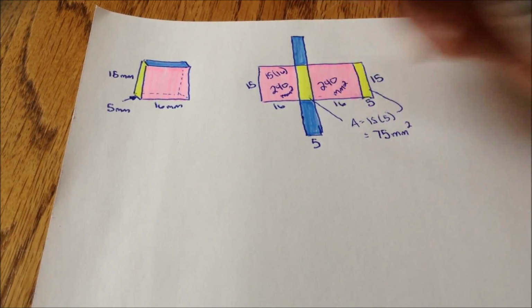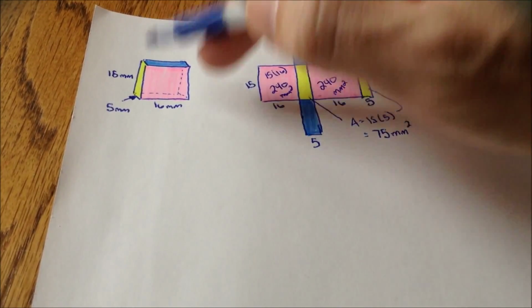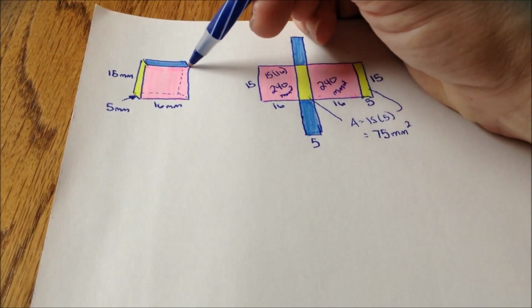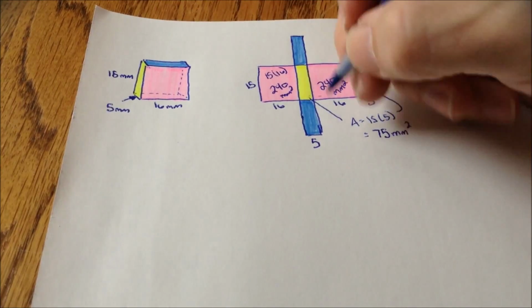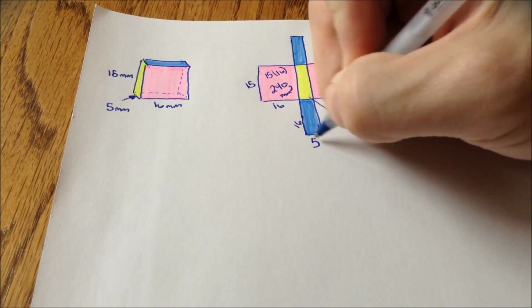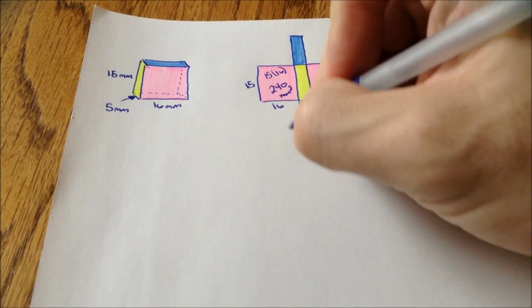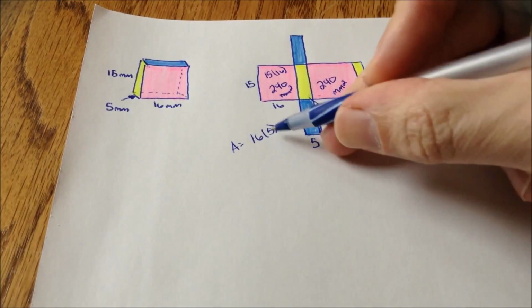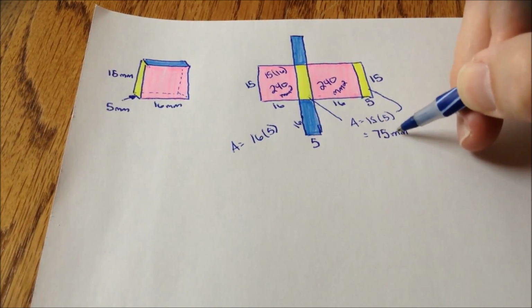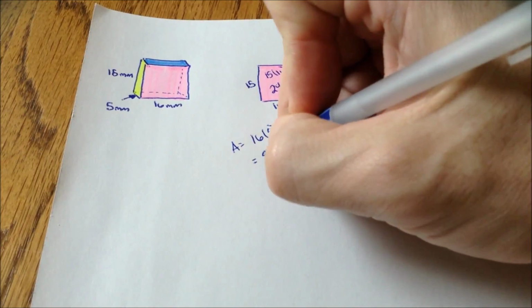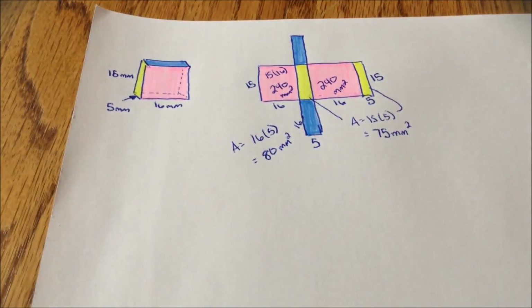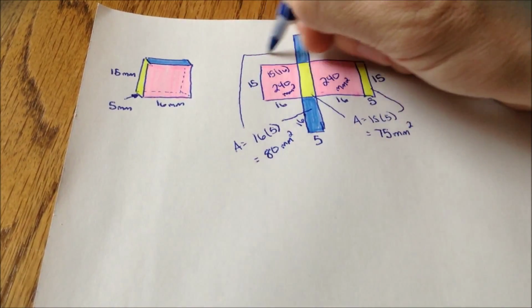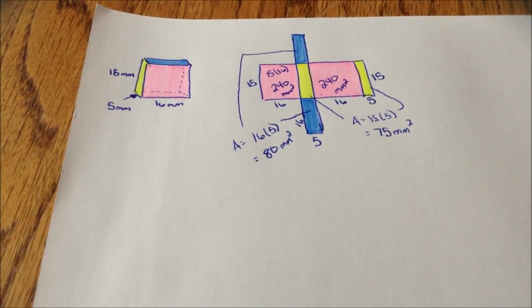My last piece, this blue, now this is another reason why I really like the color, because I can see over here that now I see that 16 and 5. So I know that this has a height of 16 and a width of 5. So that's going to be 16 times 5, which again, I've already done the math here for 15 times 5, so I know it's just 5 more than that, which is going to be 80 millimeters squared. And this is for this blue and this blue.